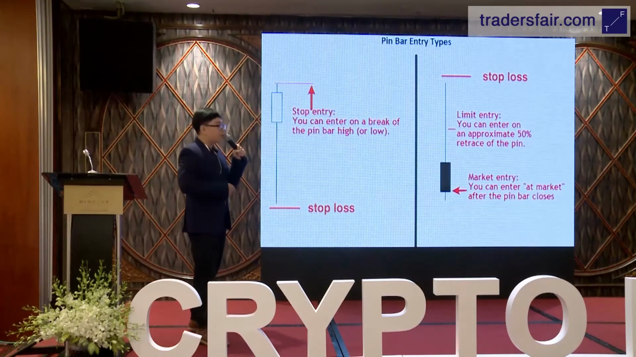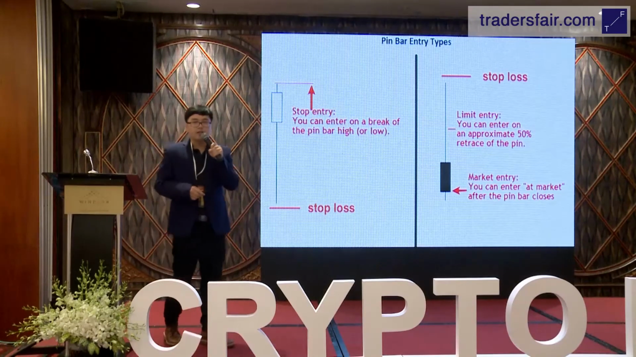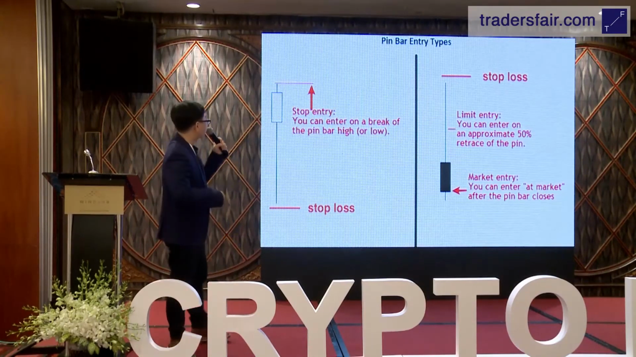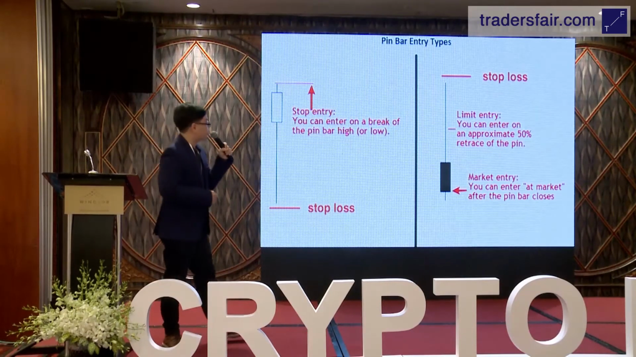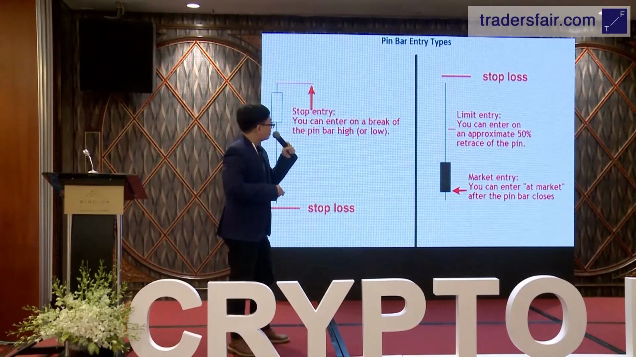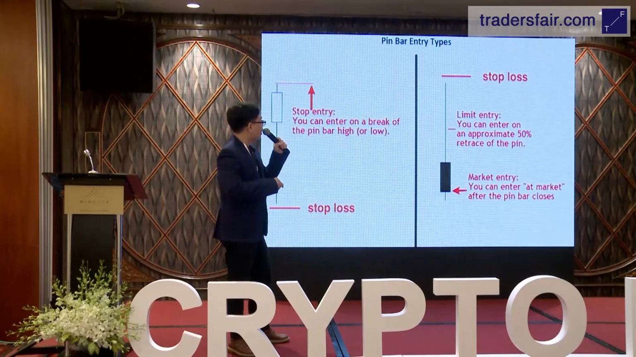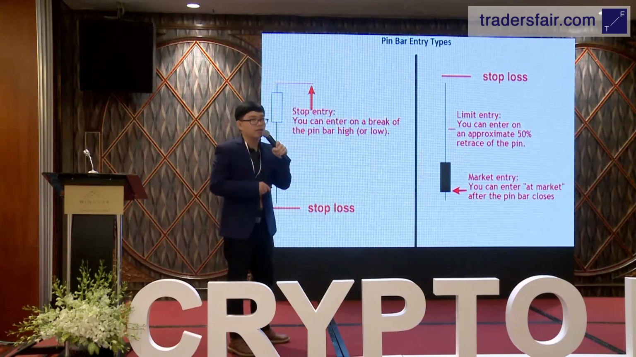We have three ways of entering our orders based on the pin bar. First, we place a stop order, buy stop or sell stop. This is a bullish pin bar, so we place a buy stop on the nose of the pin bar and the stop loss off the tail of the pin bar. That's the first way.